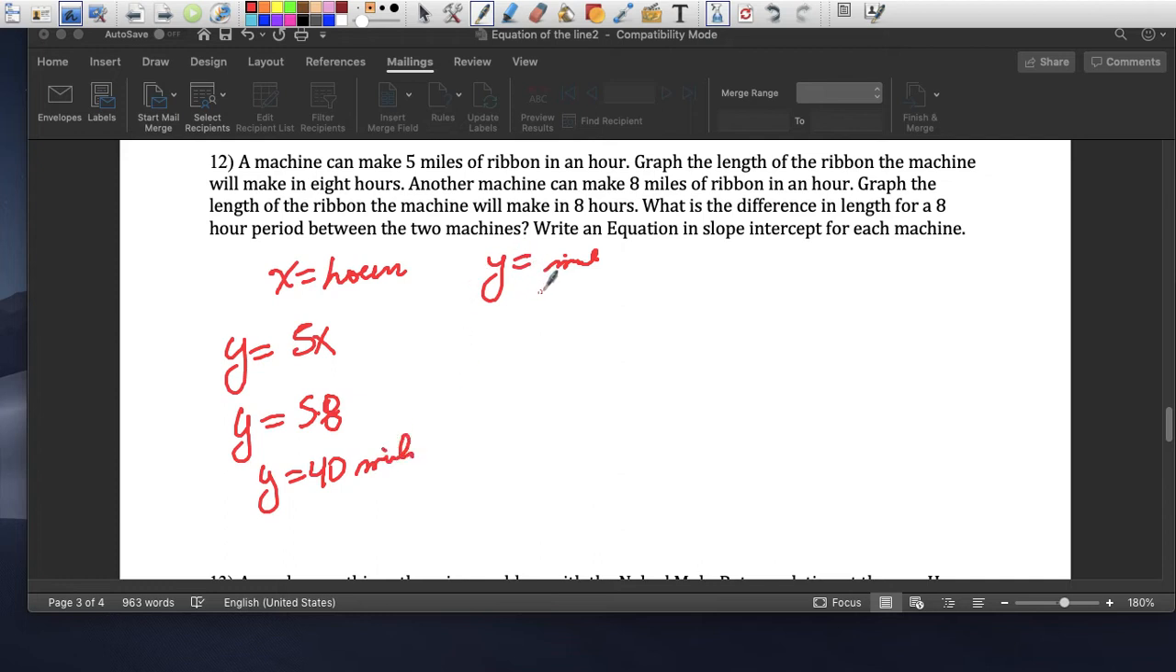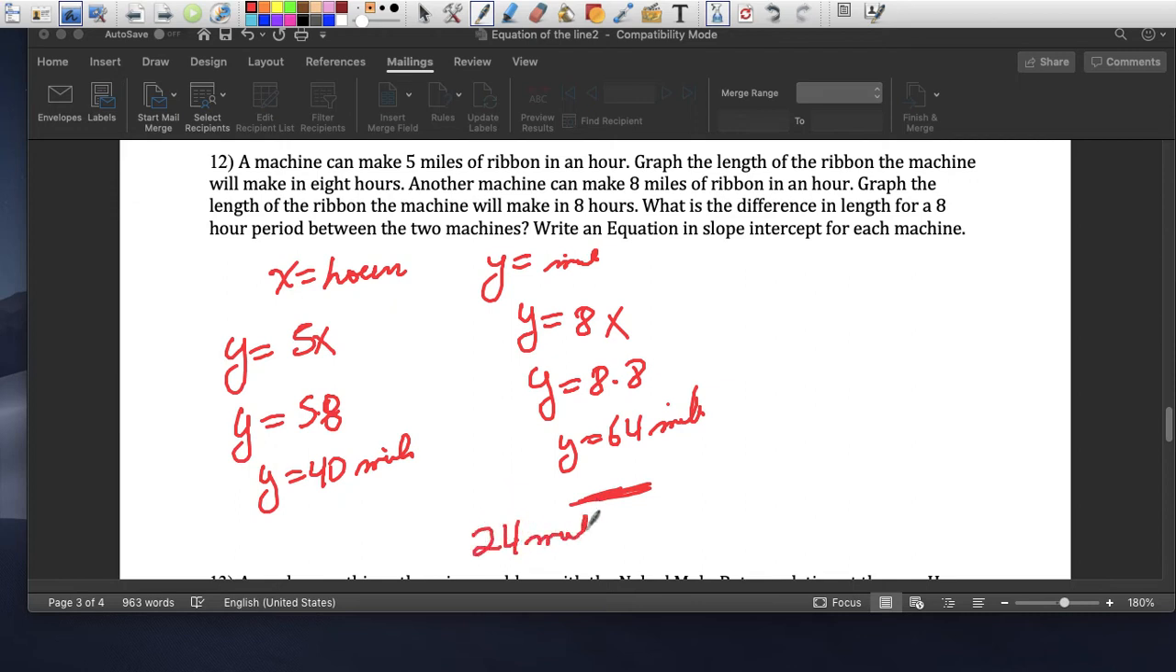The second machine can make 8 miles an hour. So that's your equation, y equals 8x. And in 8 hours, this one will do 64 miles of ribbon. I didn't give you a graph, so obviously just this is fine. What's the difference in length for an 8-hour period between the two machines? After 8 hours, obviously this machine over here produces more ribbon. How much more? 24 miles. Okay.